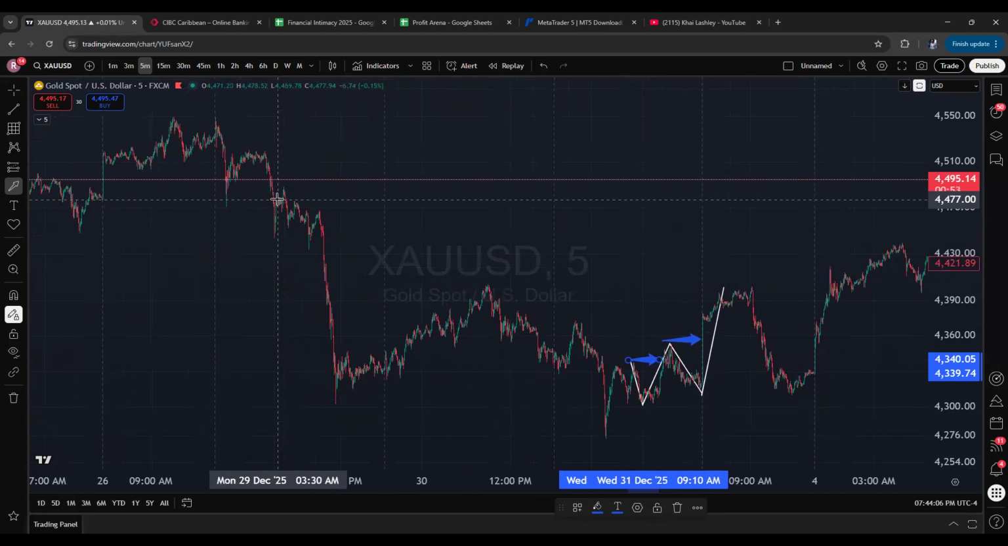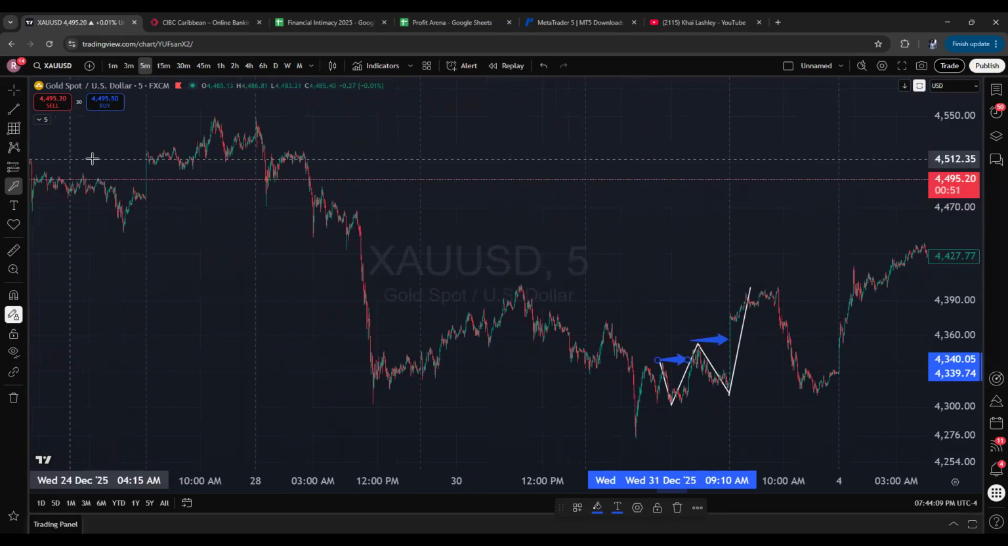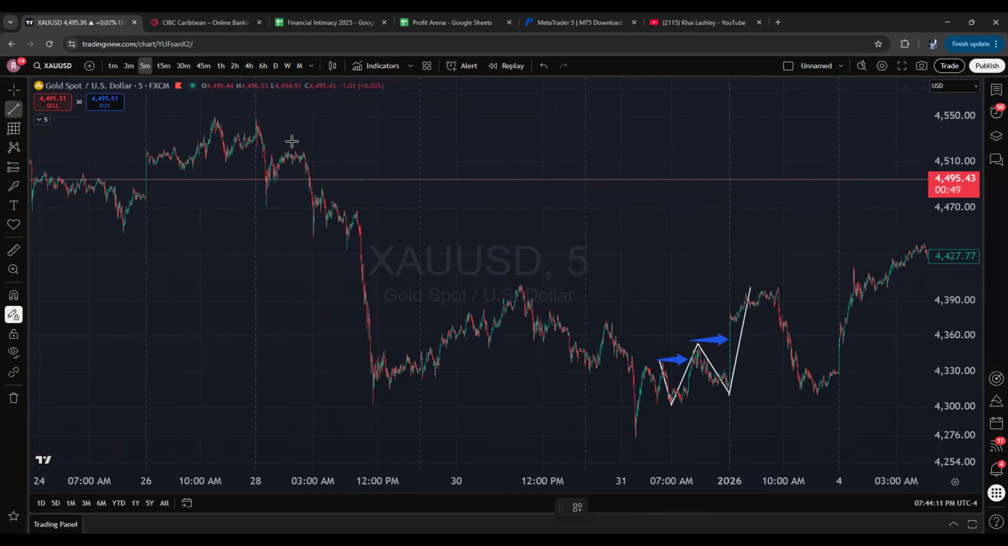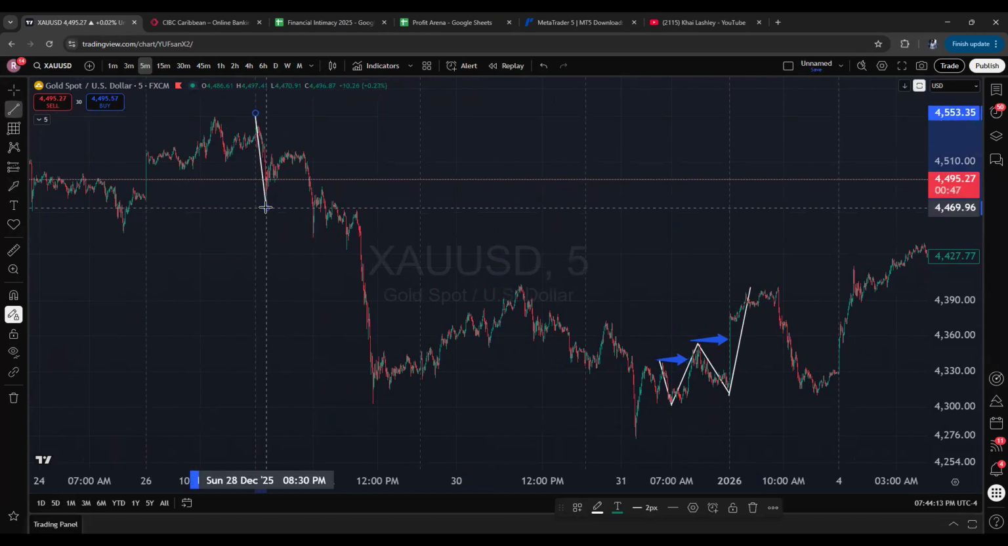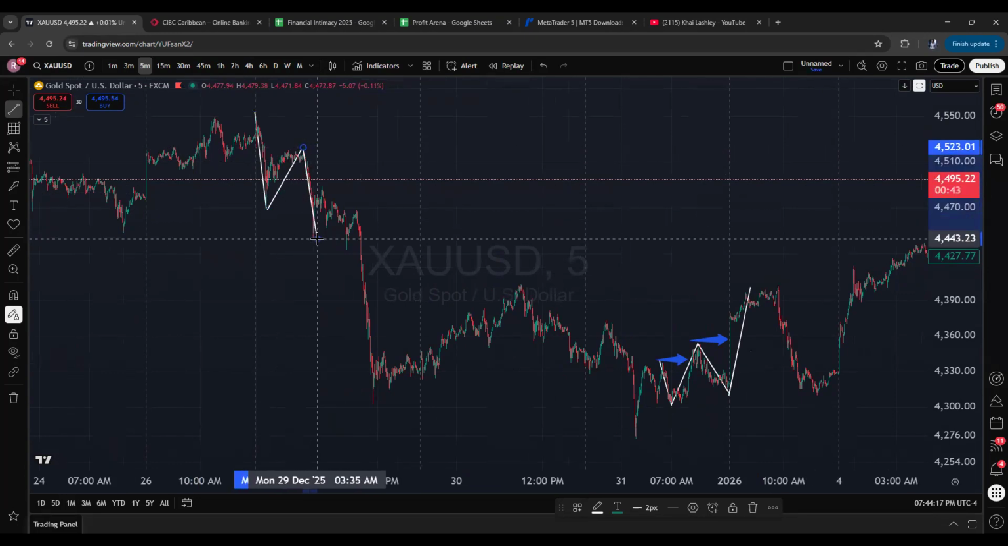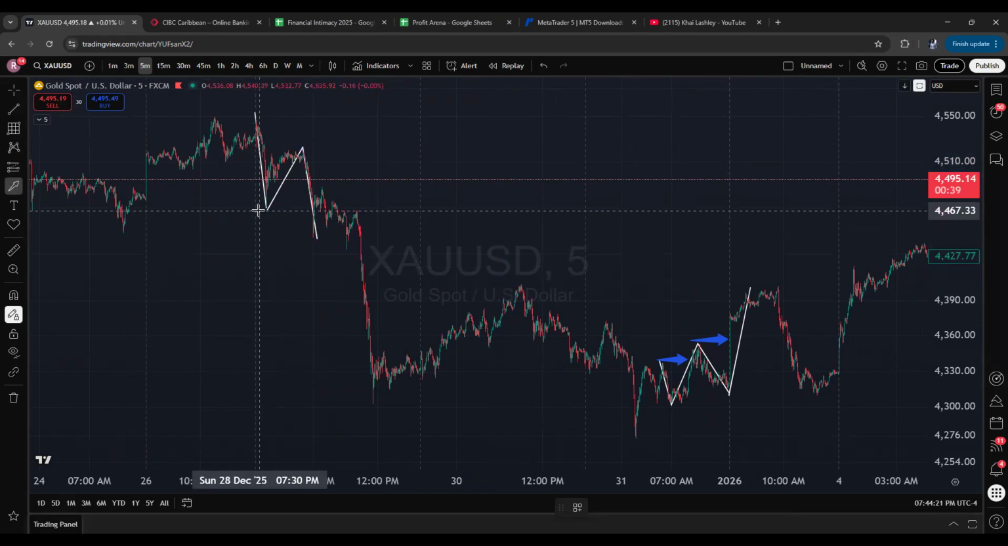Let me show you to the downside. Same principle, same thing. Now you have price push down. This is a low here. And you have the market push back up. And then boom, we broke below a previous low.